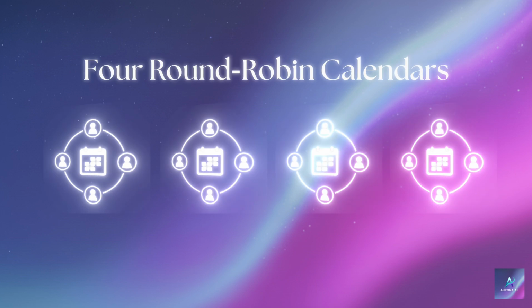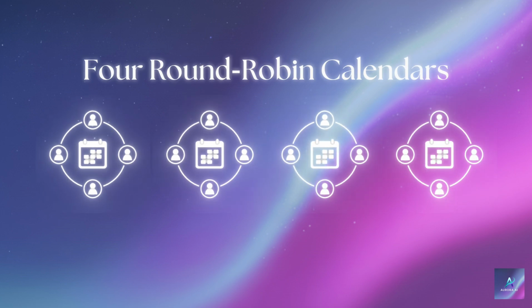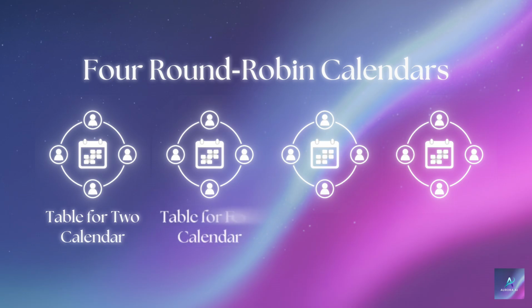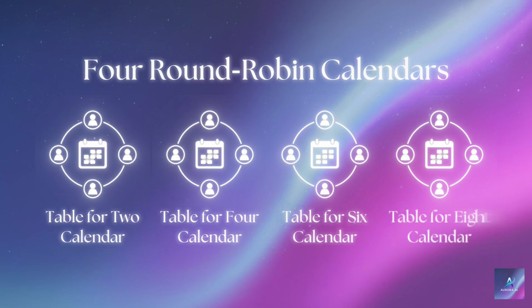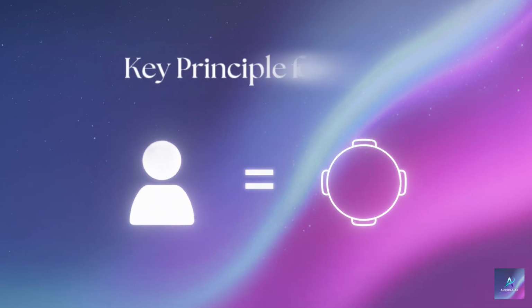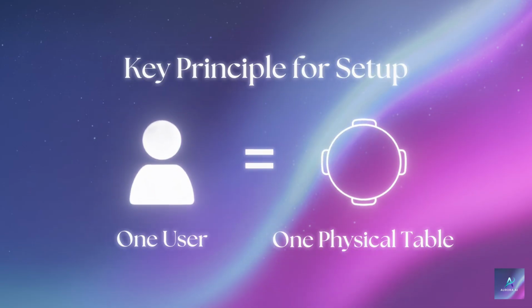To do this, we create 4 main round-robin calendars: the table for 2 calendar, table for 4 calendar, table for 6 calendar, and the table for 8 calendar. Here is the key principle for setup. Each user you create in your system equals 1 physical table in the restaurant.